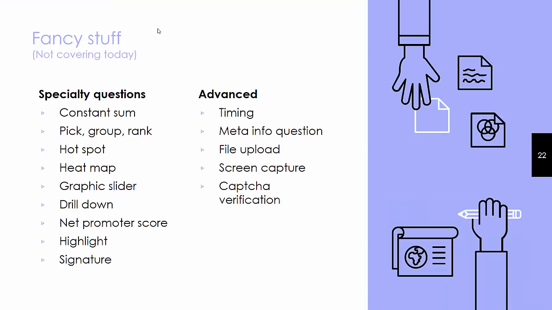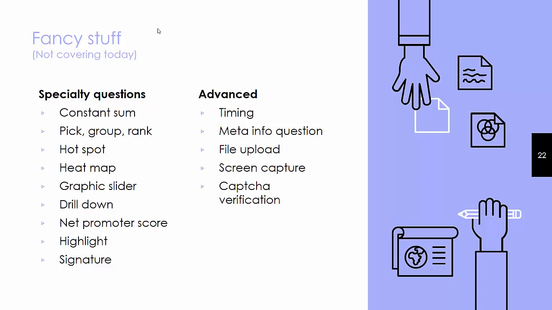Okay, the fancy stuff, which sadly we will not cover today, but let me talk about this just so that you know it exists. The first one is constant sum. Constant sum is when you are asking your participant to rank something and it has to add up to 100%. So for example, if you have 3 foods to take with you to a deserted island, which ones will you rather take the most? You have hamburgers, pizza, and sushi, and they tell you which one they like the most, and it has to total 100%. You have pick, group, and rank, which is essentially like other ranking, but a little more sophisticated. Hotspot is super cool, especially if you work in marketing.